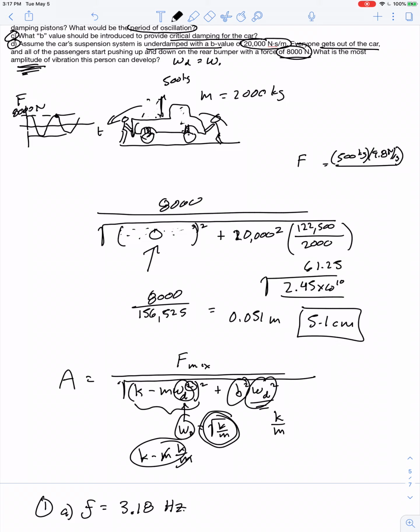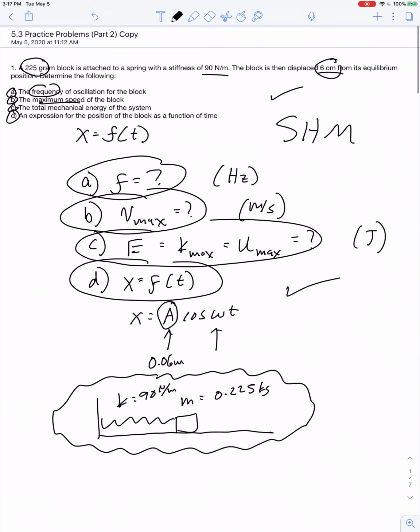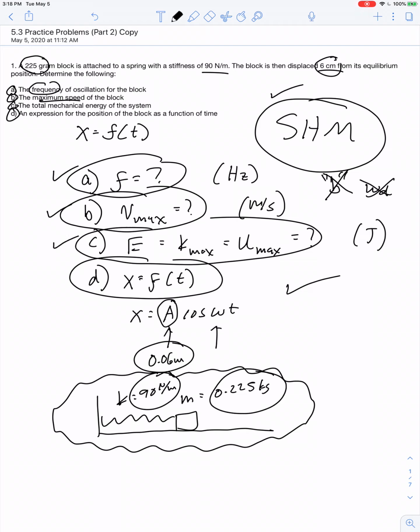That's a lot of problem solving for one video lecture. Let's go back to the very first problem. Back to the easy stuff. Just good old simple harmonic motion. No B value to worry about, no driving frequency to worry about, just simple harmonic behavior. We're given a mass, you were given a spring stiffness, and you were given an amplitude, and you have to find frequency, maximum speed, total energy of the system, and describe position as a function of time.